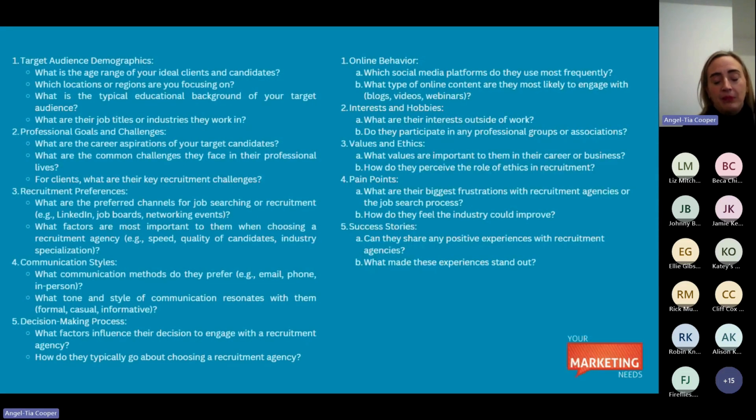Okay, so I said to ChatGPT, in a very short term, give me a list of questions that you would need to develop this customer avatar for me. I'd also put in lots of stuff like you're a recruiter and you're working in these sectors. These are the kind of things that it came out with: target audience demographics, professional goals and challenges, recruitment preferences, communication styles, decision-making processes, online behavior, interests and hobbies, values and ethics, pain points, and then success stories. So it kind of mirrored everything that I'd been talking about before.